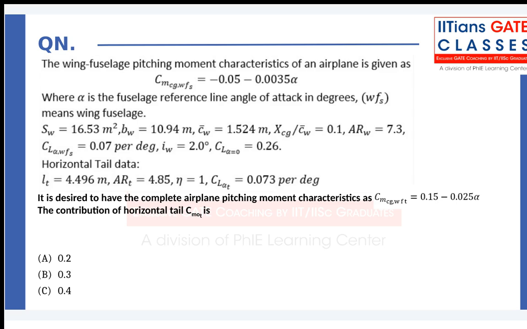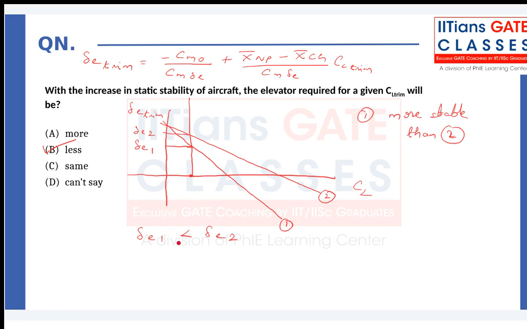Was that not clear? Let me just go back to the previous slide. That is the exact same question, Parthiv. So what we had seen is with the increase in static stability, the trim elevator deflection required is less. We need to deflect the elevator less to trim the aircraft at same CL. All right, so let's move on to the next question.